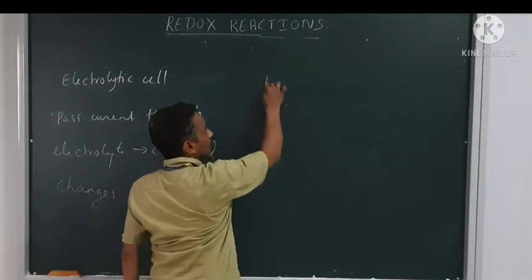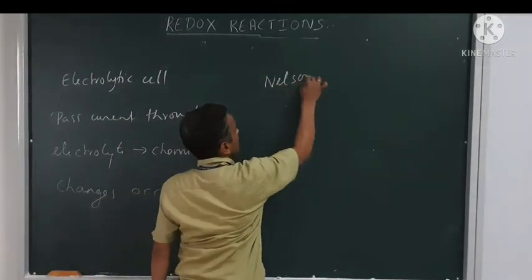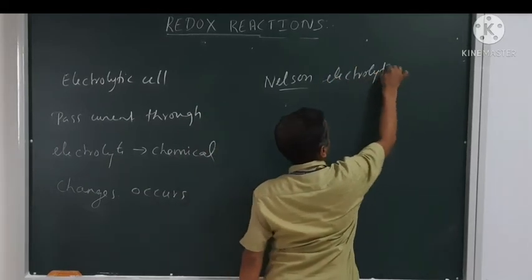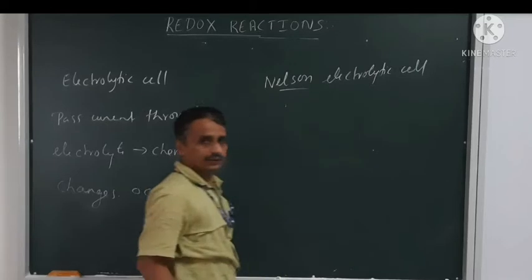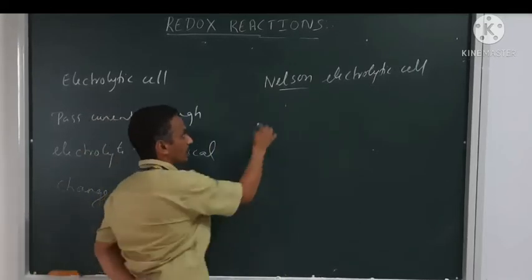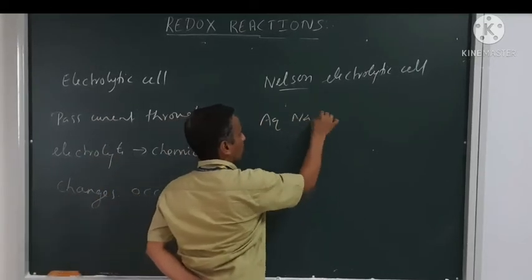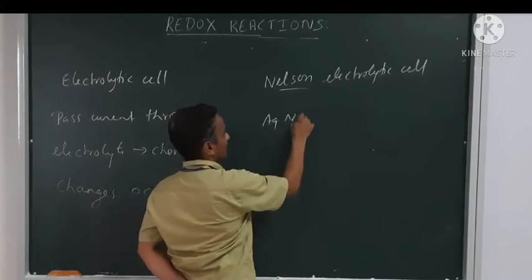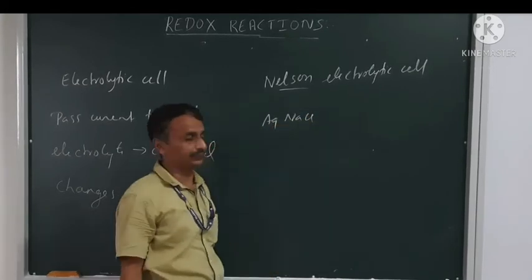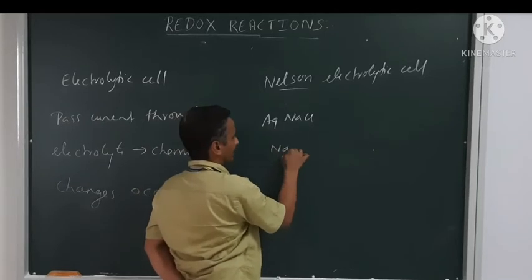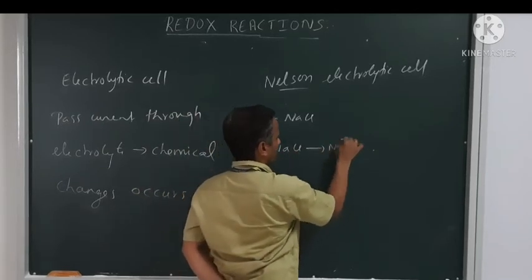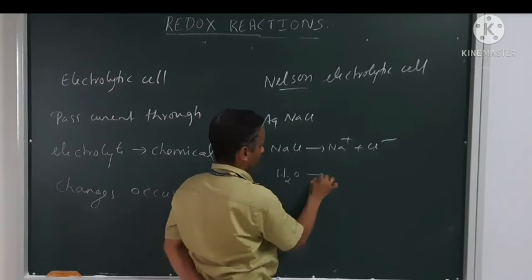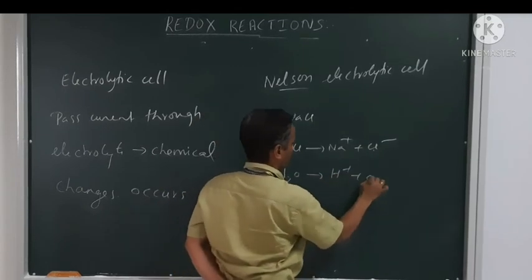See, Nelson's electrolysis cell or electrolytic cell is an example. In Nelson's electrolysis, aqueous NaCl solution is electrolyzed over there. NaCl ionizes to give Na+ and Cl-. Water ionizes to give H+ and OH-.